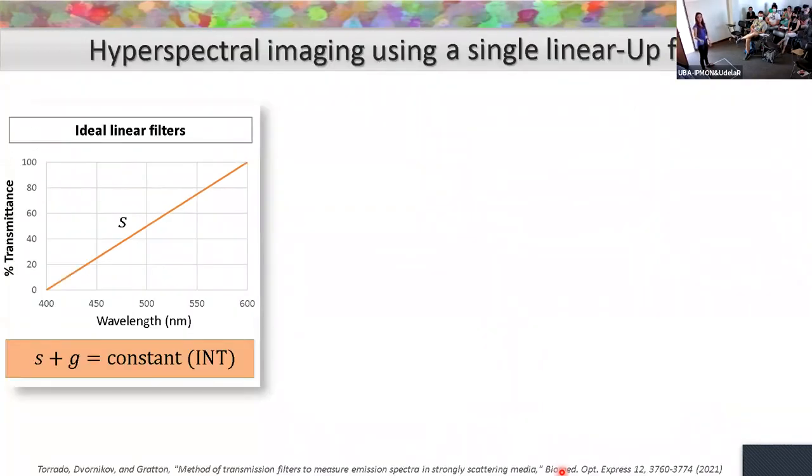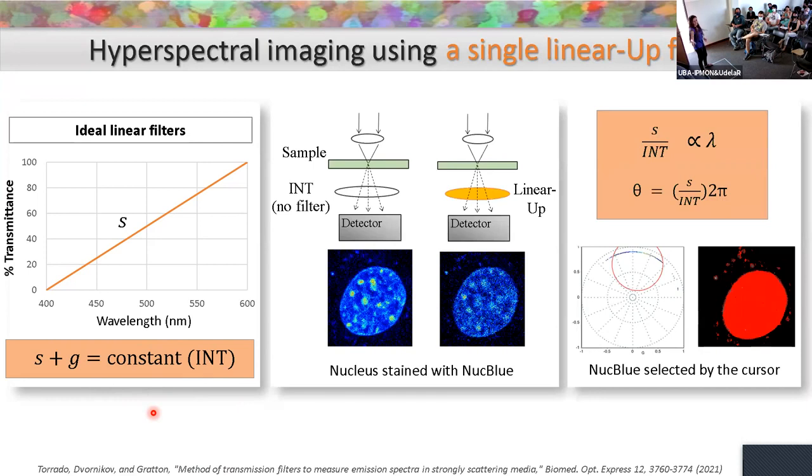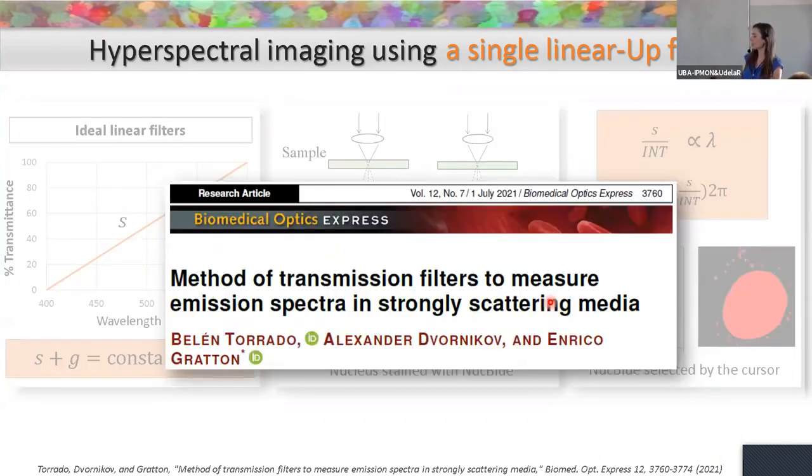Then we thought, maybe we can simplify this even more, because the up and down filters are not independent, they are related through the total intensity. So we said, well, we can actually image through a linear up filter and then the total intensity, and that ratio will be proportional to the wavelength, and then we can calculate the phasor plot coordinates. It's a simple method, published this year in Biomedical Optics Express, and in the following slides I'm going to try to convince you that this simple method is enough to have spectral information in your sample.